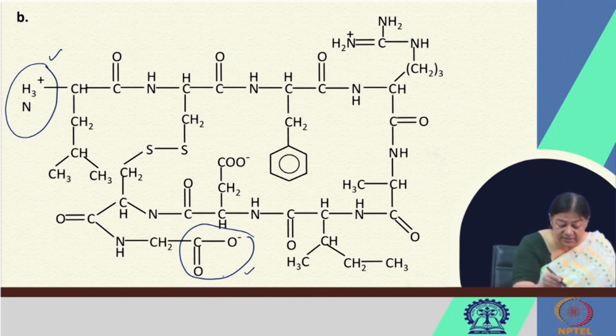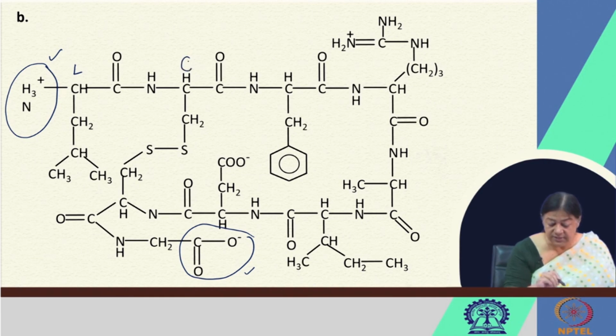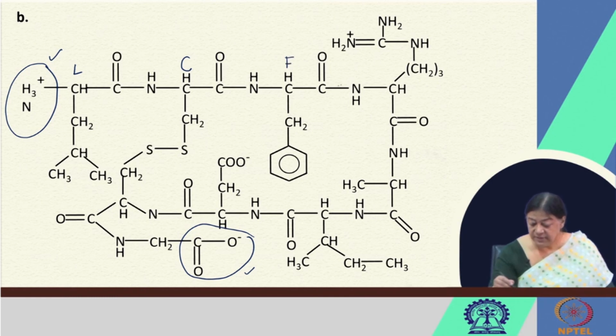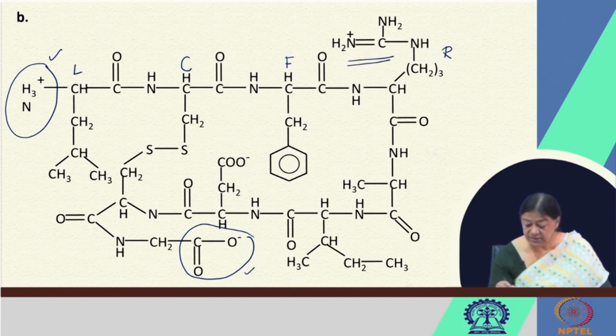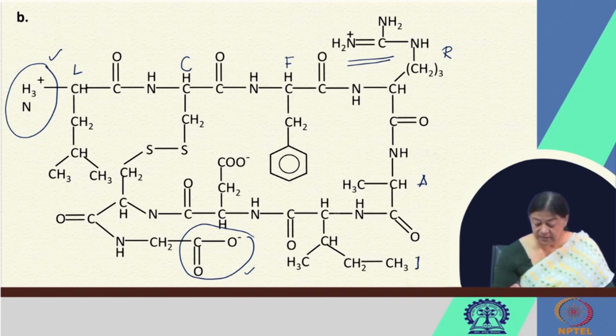So, let us see. This is our leucine, this is our cysteine, this is our phenylalanine, this is our arginine which has its positive charge. Now, we come here, this is alanine, this is isoleucine, then CONH, this is CH2CO minus, this is our aspartic acid where we have lost the proton here.